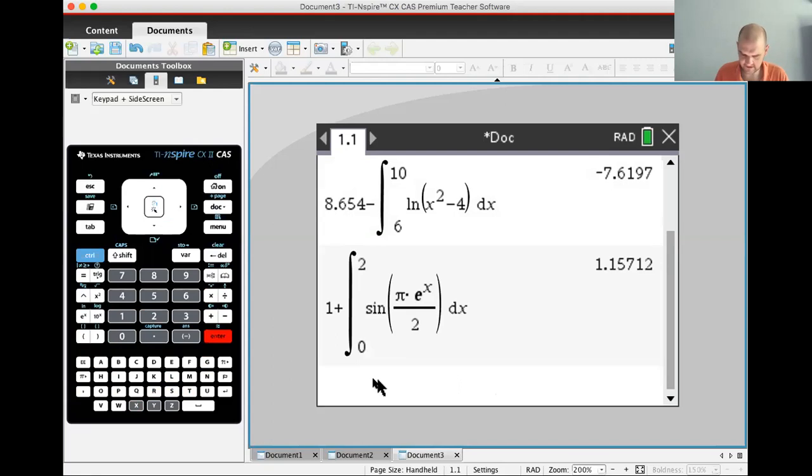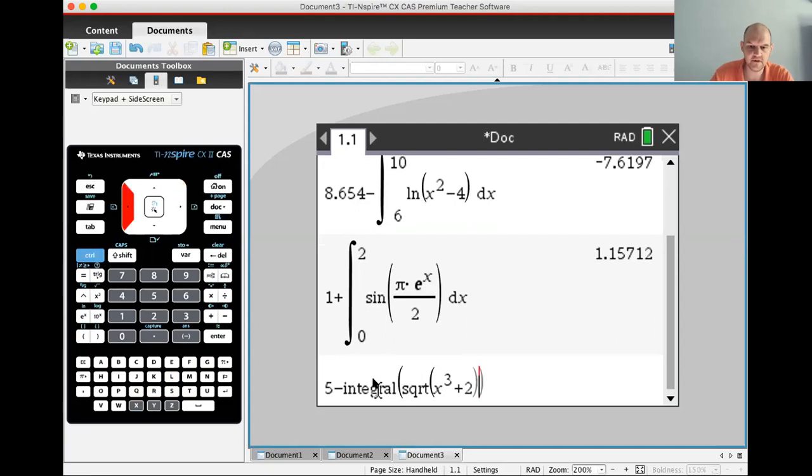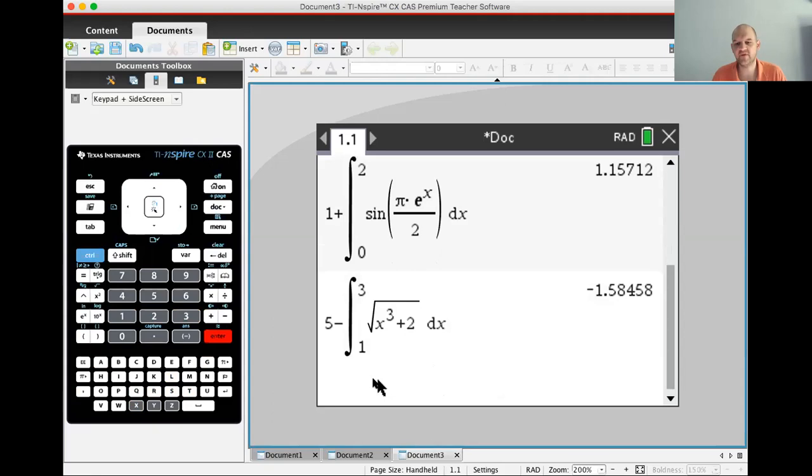And then for the last one, we need to do g of 3 is 5 minus the integral of square root of x cubed plus 2, comma x, and we're going from 1 to 3. Negative 1.585. There we go. Okay, so I think that's that.